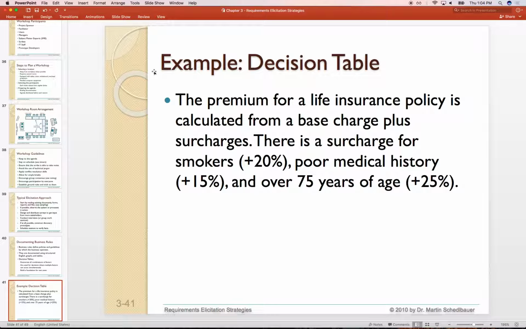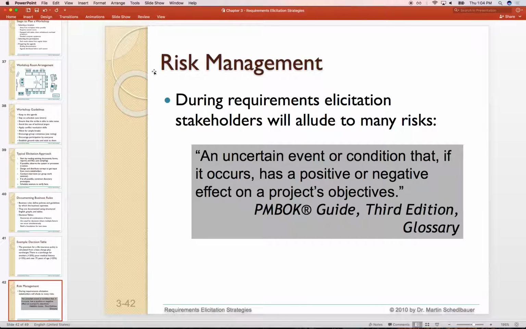Here's an example. The premium life insurance policy is calculated based on a base price plus some surcharge depending on whether they're smokers, have poor medical history, or are the age of 75 or above. So that could be a business rule on how we calculate. Presumably this would be some predicate that is based on 3 or 4 different variables, depending on their ranges, gives you true, false, or some value that we calculate. So we would render them in a document with all the business rules.